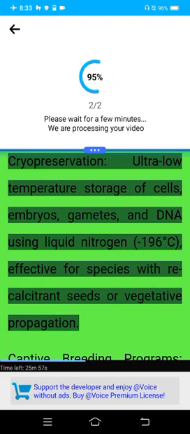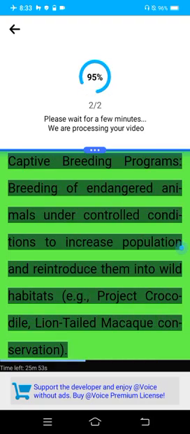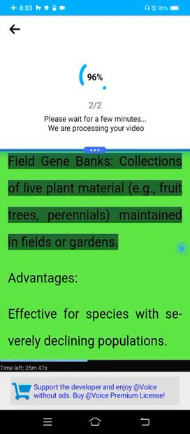Cryopreservation: ultra-low temperature storage of cells, embryos, gametes, and DNA using liquid nitrogen at -196 degrees Celsius, effective for species with recalcitrant seeds or vegetative propagation. Captive breeding programs: breeding of endangered animals under controlled conditions to increase population and reintroduce them into wild habitats, e.g., Project Crocodile, lion-tailed macaque conservation. Field gene banks: collections of live plant material, e.g., fruit trees, perennials maintained in fields or gardens.